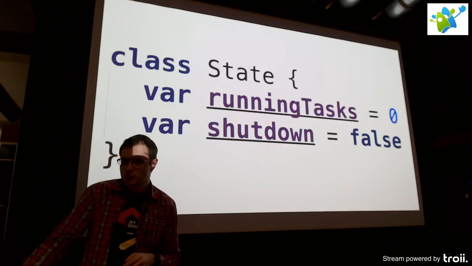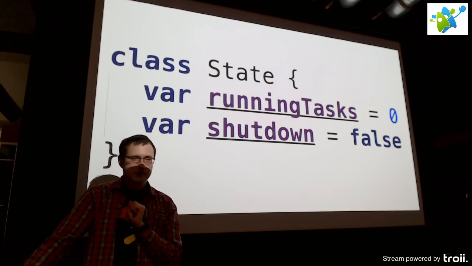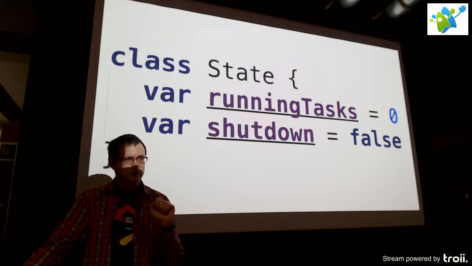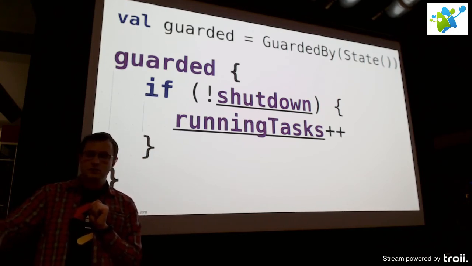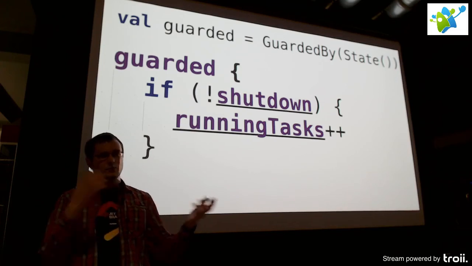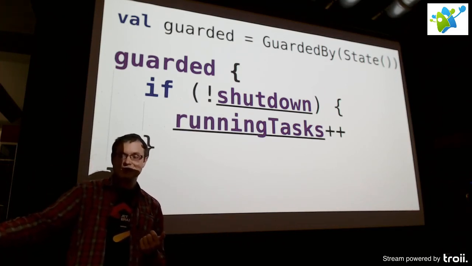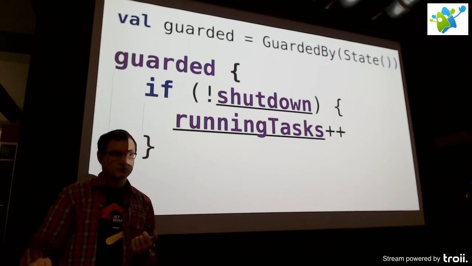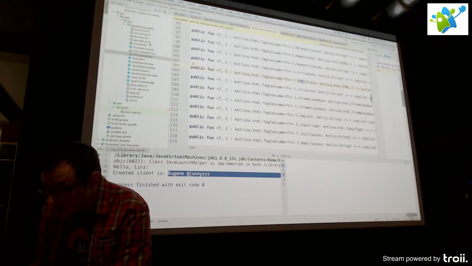But instead, you may do the following trick. You extract the state in a different class, and then you create this guarded class, which has the operator invoke, which takes a lambda with a receiver. It means that you are only allowed to access this state via this call. Let me try to show it here.